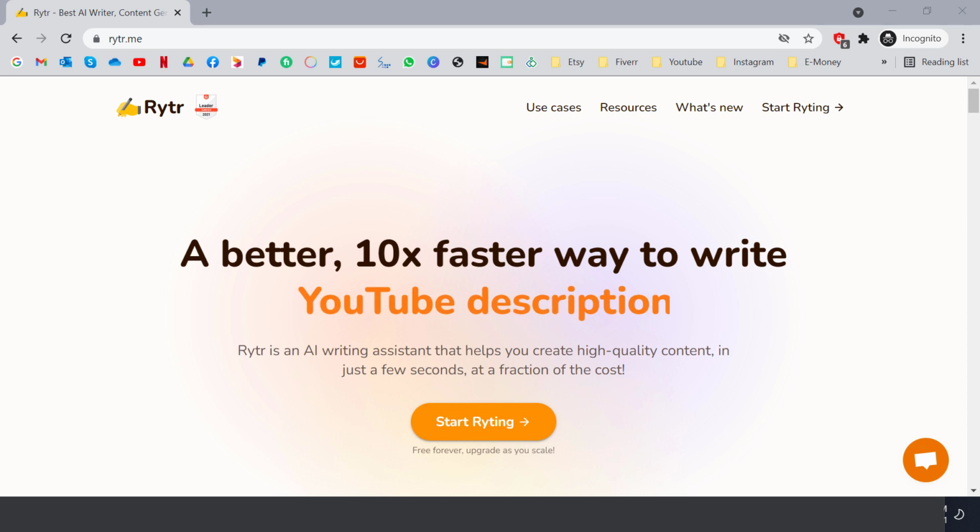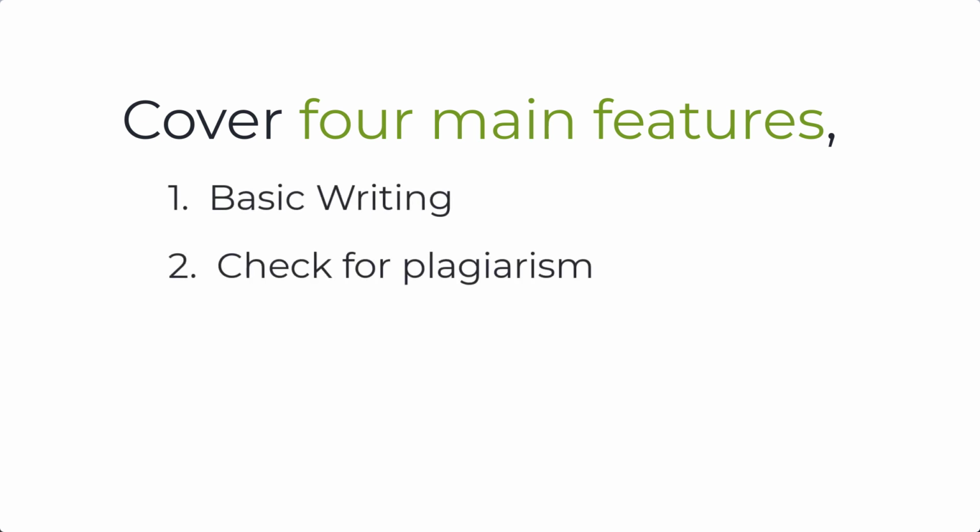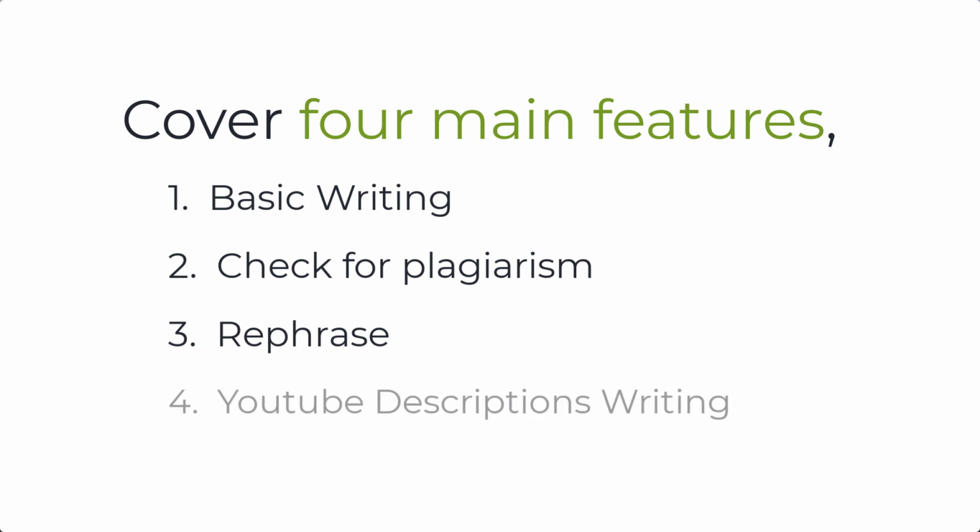Writer is an AI writing assistant. It can write anything you want, such as blogs, YouTube descriptions, Facebook ads, emails, product descriptions, SEO titles, etc. Writer offers so many features, but in this detailed review video, I'm going to show you four main features of this software. Number 1, basic writing. Number 2, check for plagiarism. Number 3, rephrase. Number 4, YouTube descriptions writing.